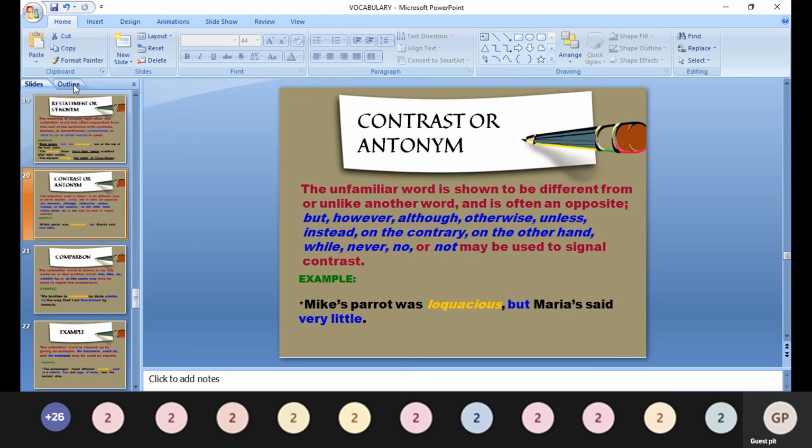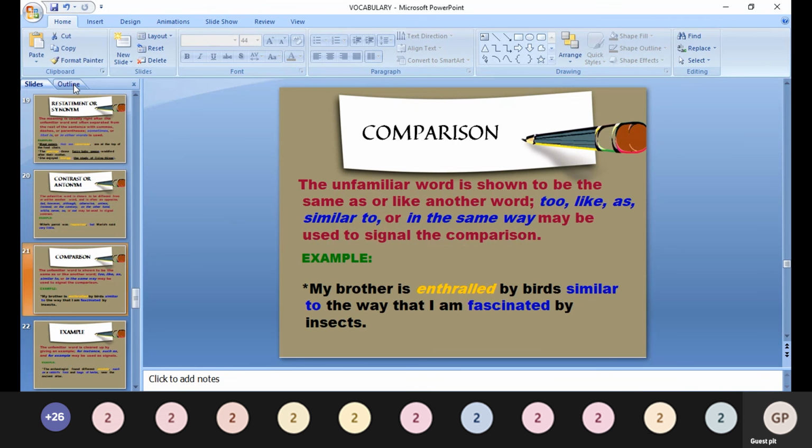See, for example, Mike's parrot was loquacious, but Maria's said very little. You don't know the meaning of loquacious, so you read: Mike's parrot was loquacious, but Maria's said very little. So what could that be? You can guess the meaning. Said very little, so it spoke little. So automatically it shows that it is an opposite. Mike's parrot was loquacious, so it spoke a lot, but Maria's said very little. So you understand this is the opposite. So loquacious means talkative. Understood? Next one is comparison. So how do you compare?